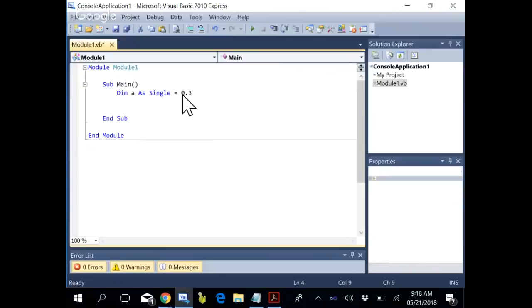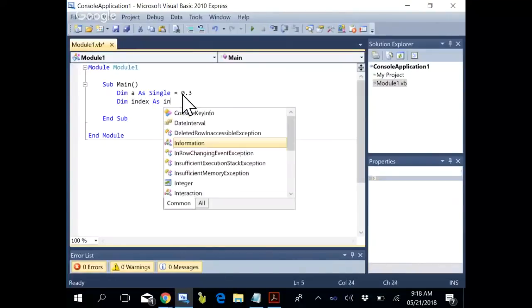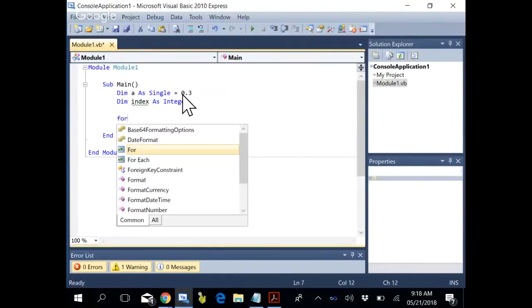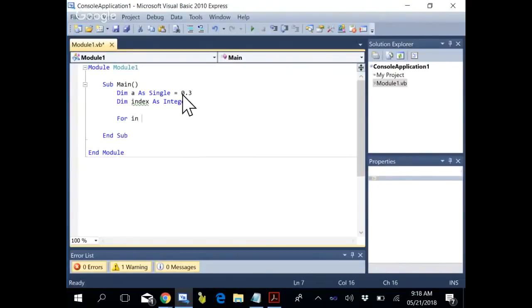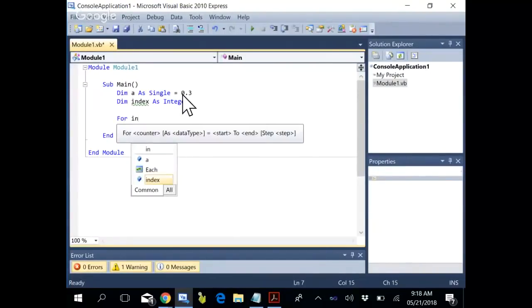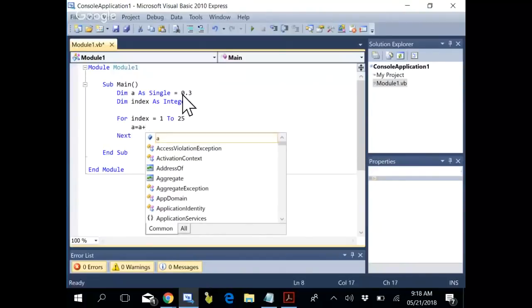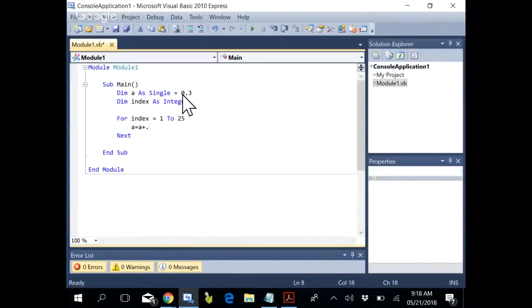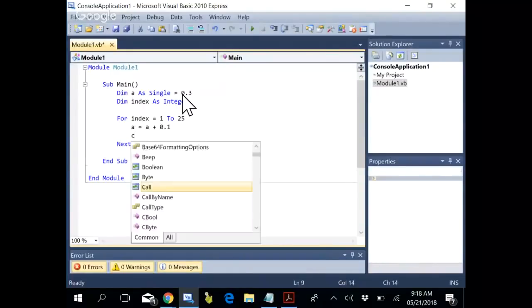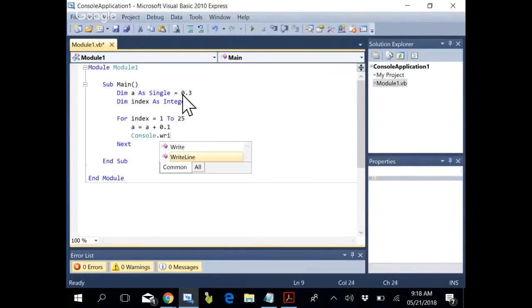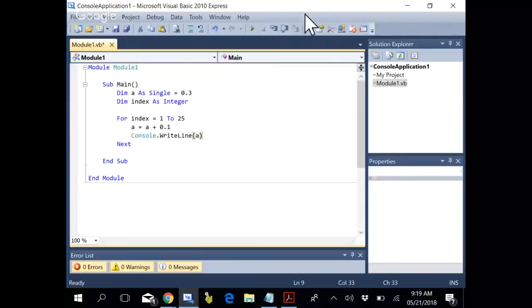and then I have got another variable index as integer. So for index is equal to 1 to, let's say, 25, and a is equal to a plus 0.1. Console dot write line a. Let's see what is the result.